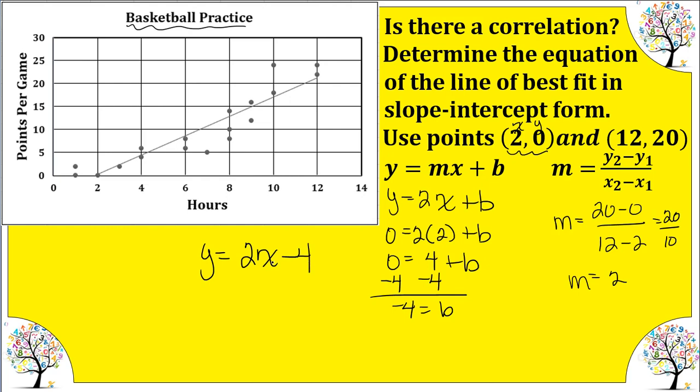This time, again, x is hours of practice, and y is total points per game. So let's see if we want to make a prediction if we practice for 14 hours. Let's put in 14 for x and see what prediction we would make in a game. So we would make 24 points.